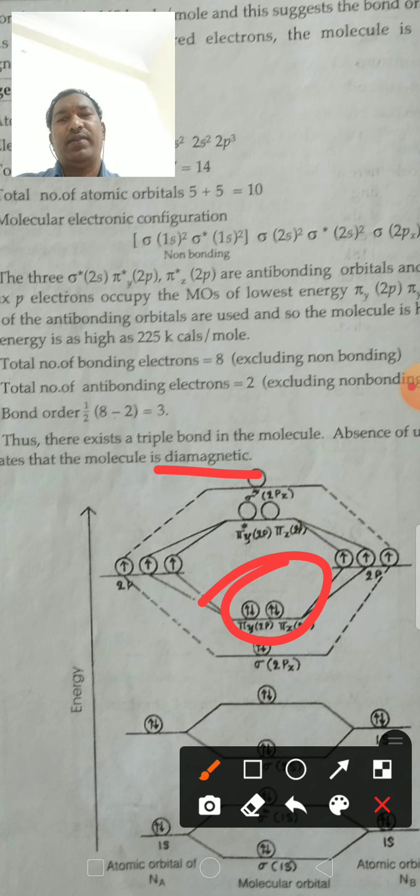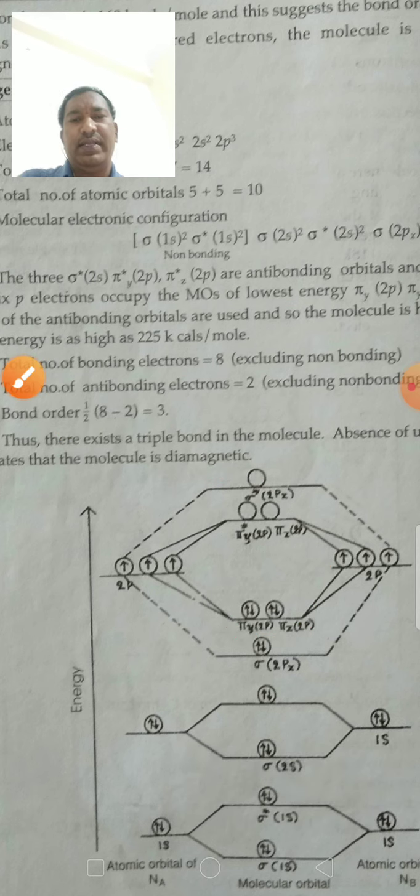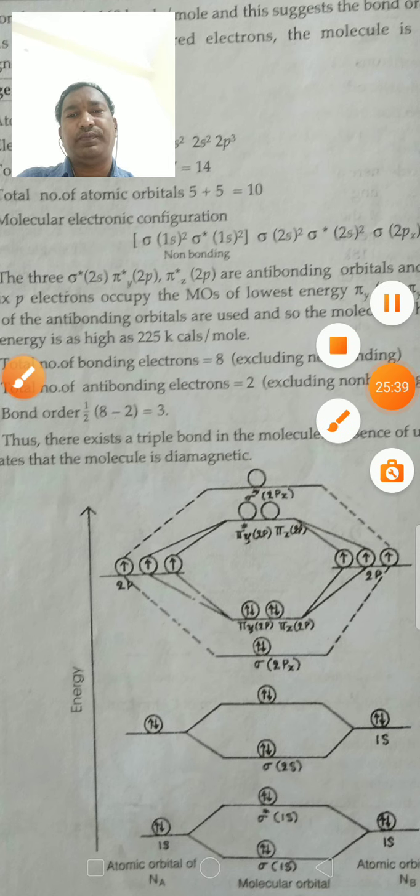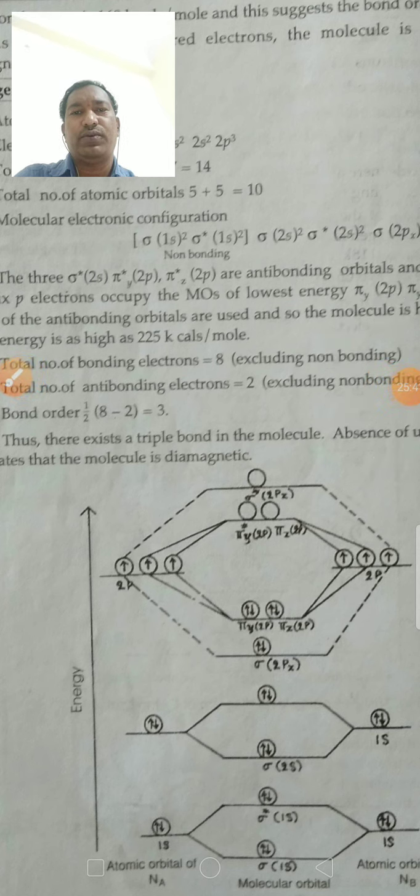So the bond order is 6 by 2, total 3. So with a triple bond, the bond energy is high compared to other molecules. So this is the molecular orbital energy diagram of the nitrogen molecule.